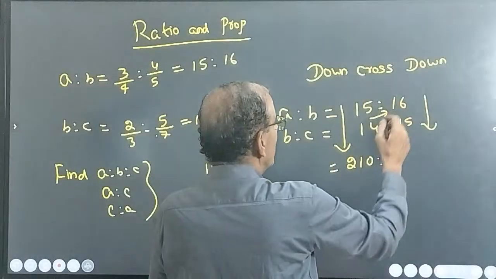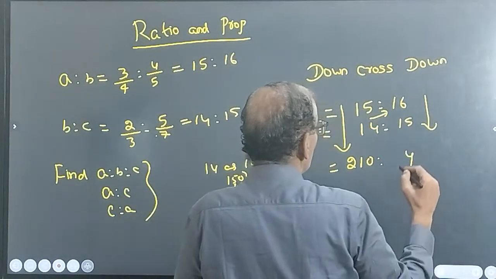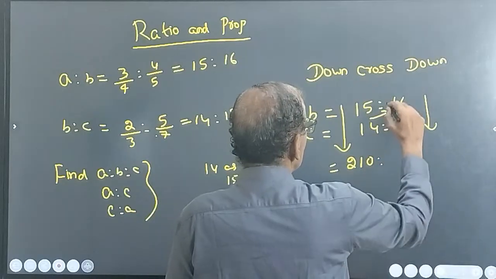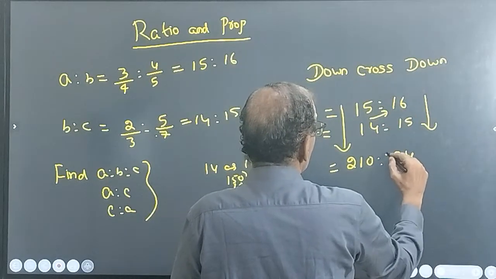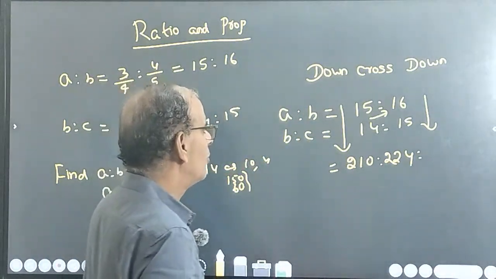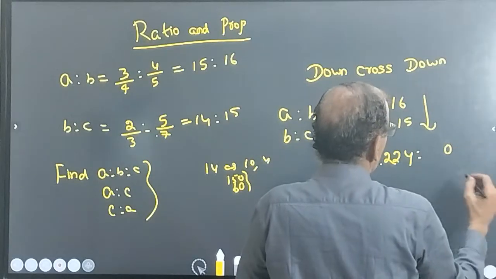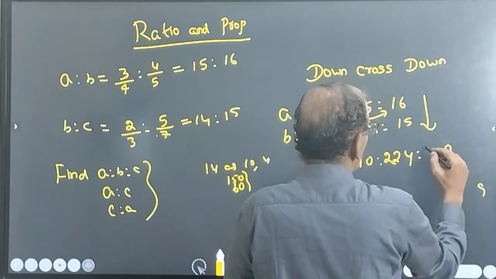Down, cross. Now 14 into 16. 4 16s are 64. Remainder 6. 1 16s are 16. 224. Then 16 into 15. 90. Remainder 1. 1 15s are 15. 240.